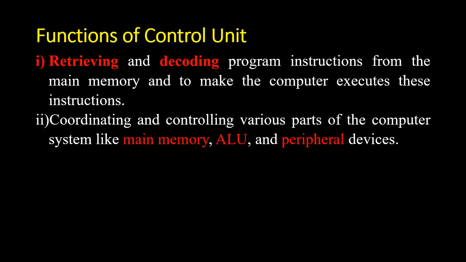Now who coordinates them is the control unit. So control unit is a coordinator. It's a coordinator of these other components. That's why we say coordinating and controlling. You coordinate and control various parts of the computer system, like what? Like main memory, ALU, and peripheral devices. Because peripheral devices are many.